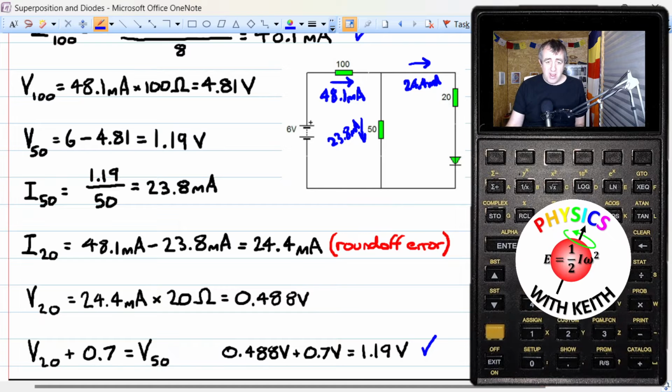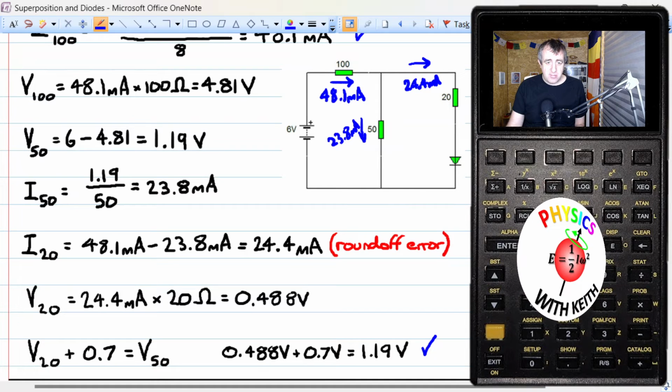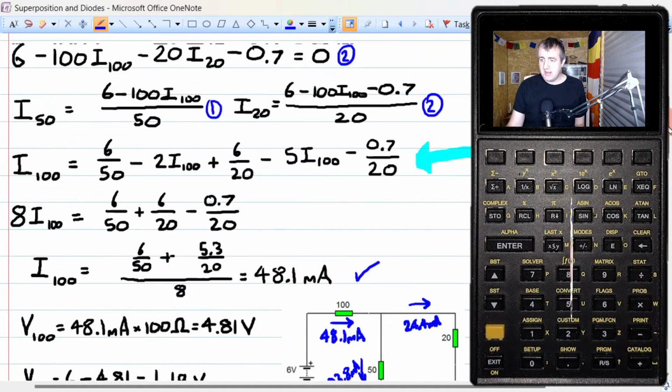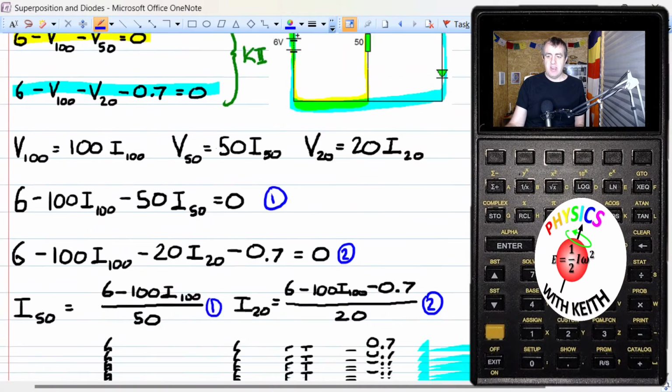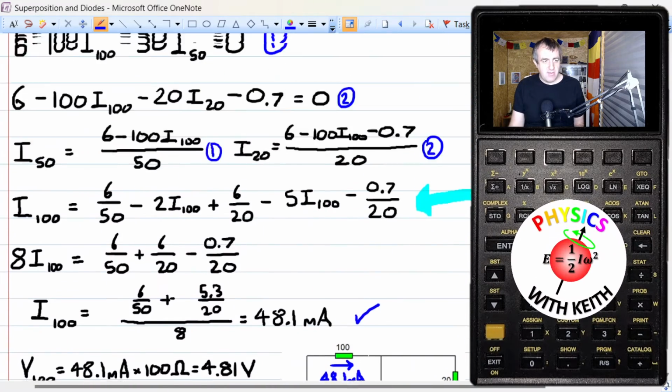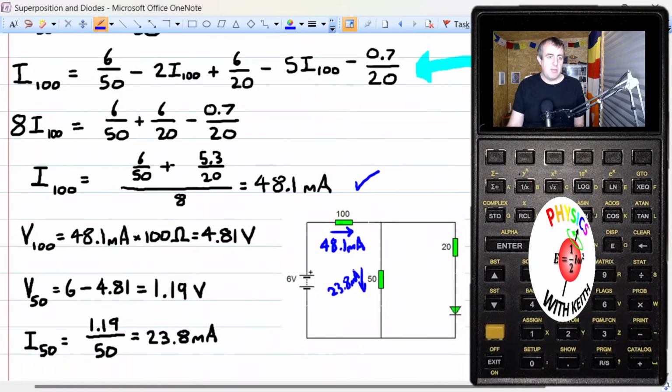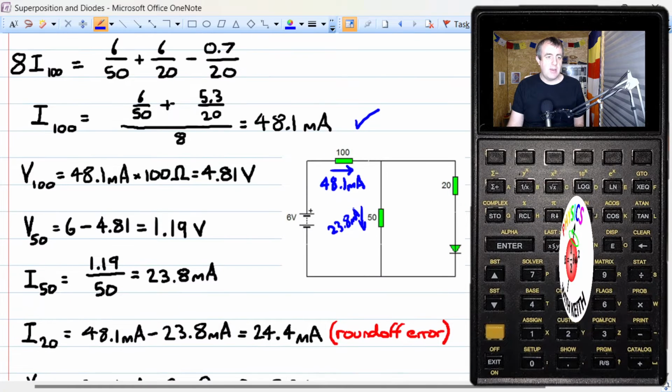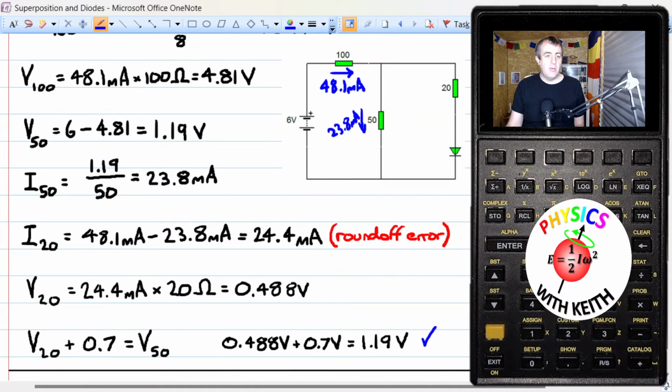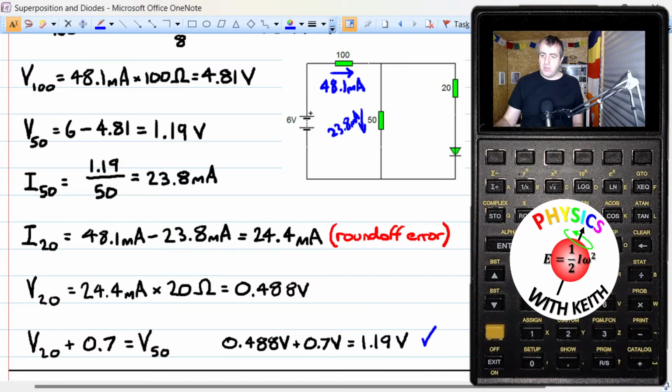It took a bit of work, that's the problem. I mean, this has been recording for over 10 minutes, 11 minutes now, 11 minutes of this, which I wrote down in advance. If I was writing this in real time, it would take perhaps a bit longer. So there must be a quicker way. Well, it turns out that we can use superposition.